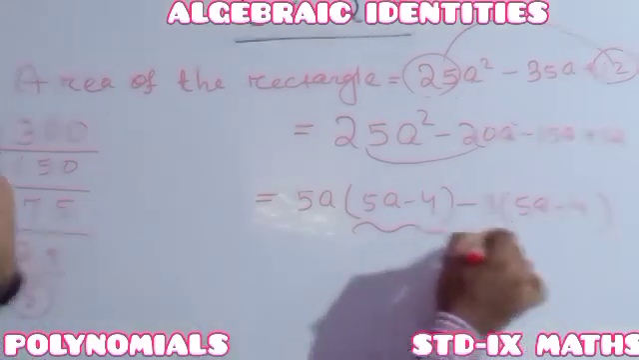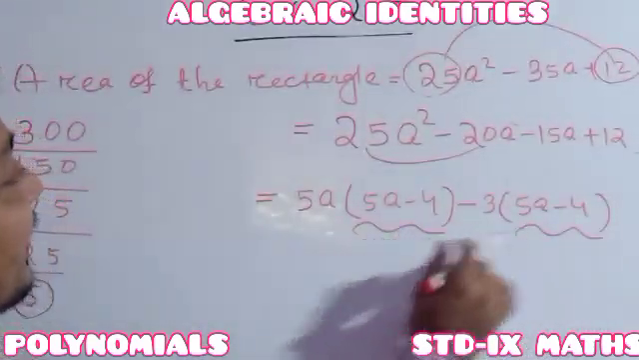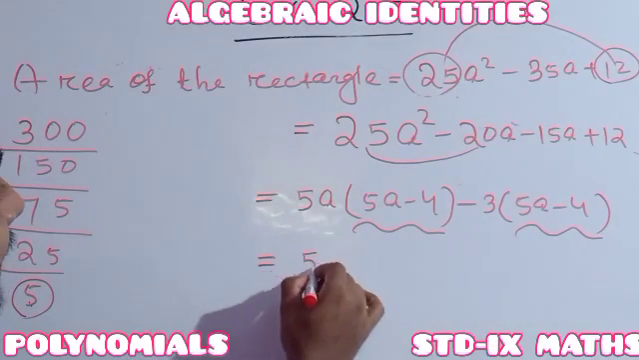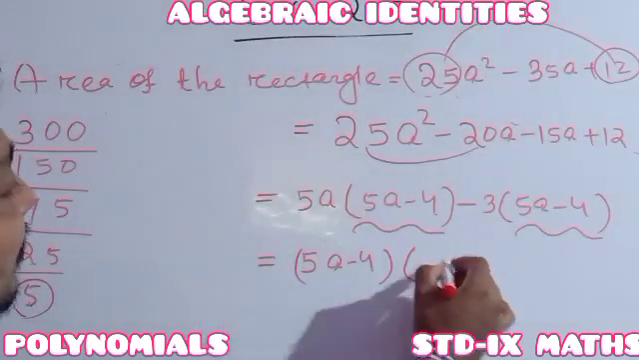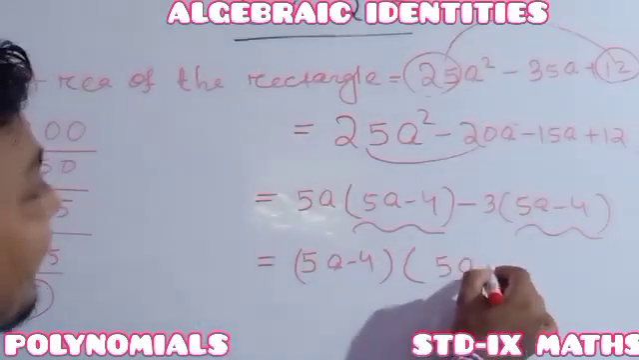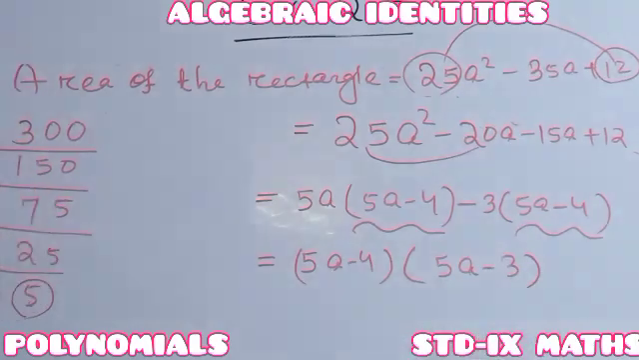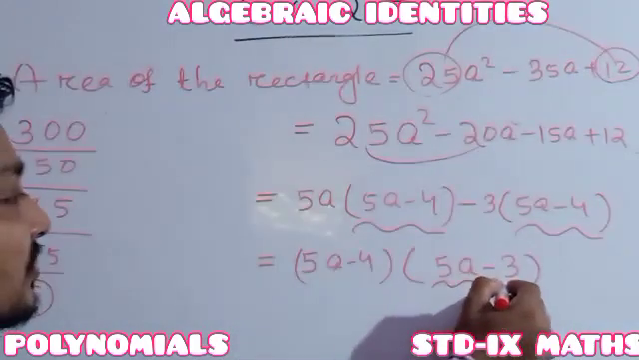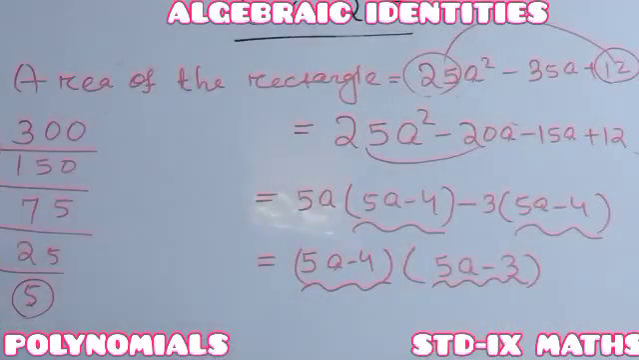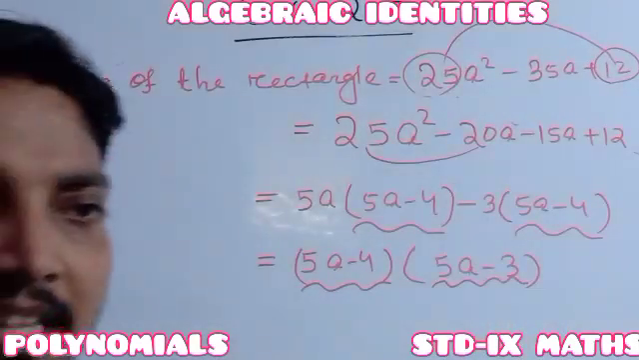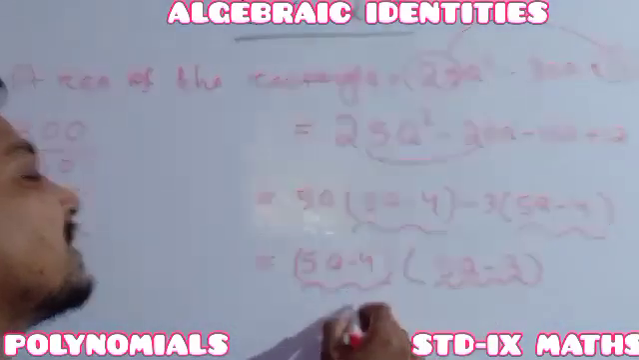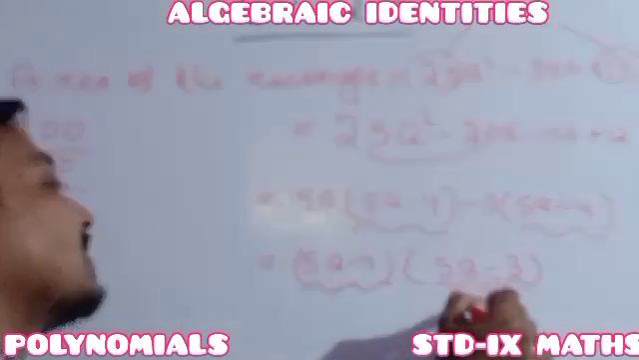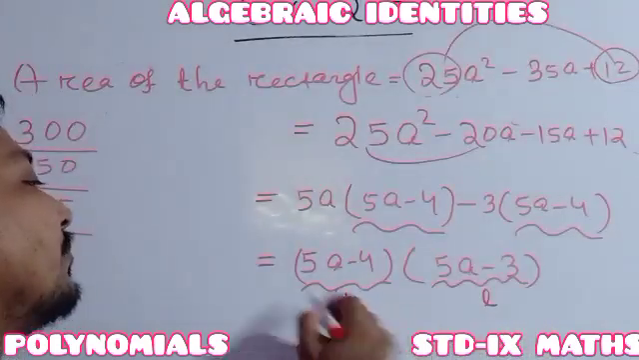So here one term, here one term, but the binomial is common. So 5a minus 4 I can take as the common, and here the non-common one is 5a minus 3. Okay, so one is the length, another is the breadth. From here it is seen that this one is the length, this one is the breadth. Otherwise, normally you can write it as the dimensions, this one and this one. Dimension means one is length, and the other is breadth.